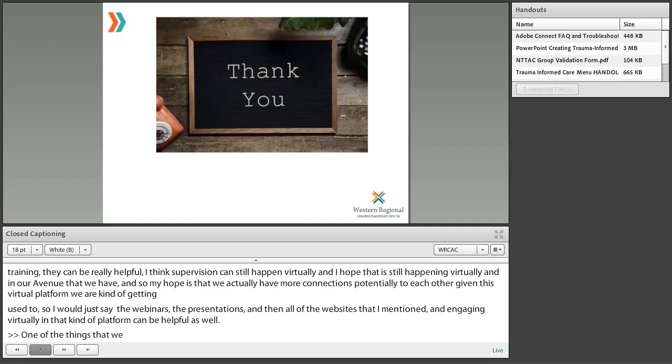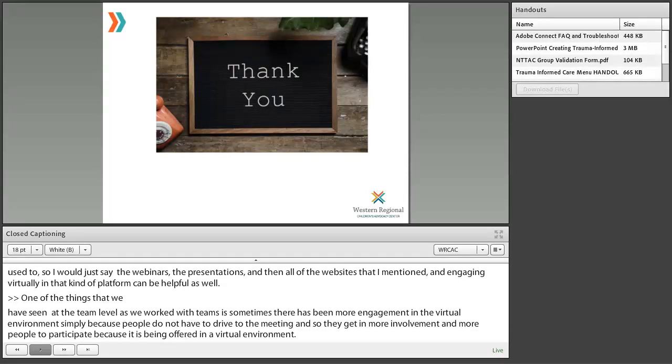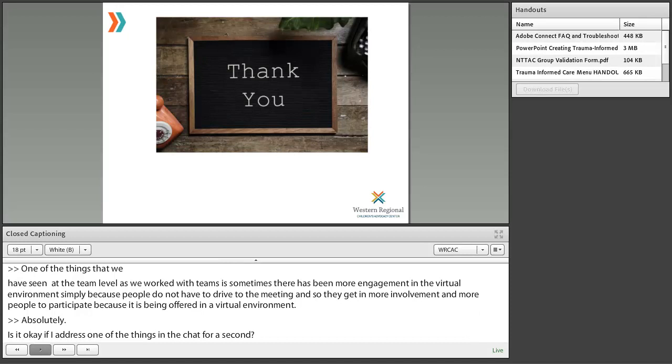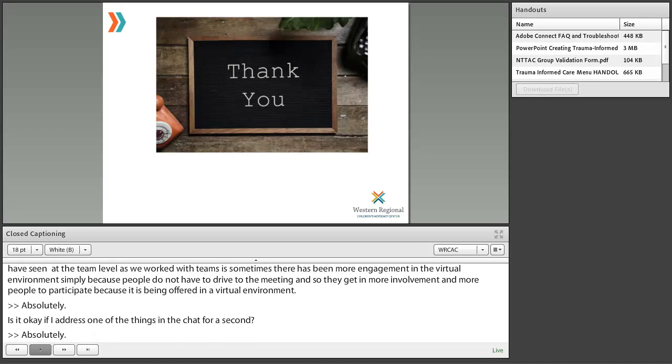Absolutely. Sally, is it okay if I address one of the things in the chat for a second? Absolutely. Great. So one of the comments from one of the participants says that it strikes me that although there are many topics discussed here on how to be trauma-informed, much of it is also quite common sense in line with how do we treat people well, right, and as humans. And I completely agree. I think about that all the time, actually.